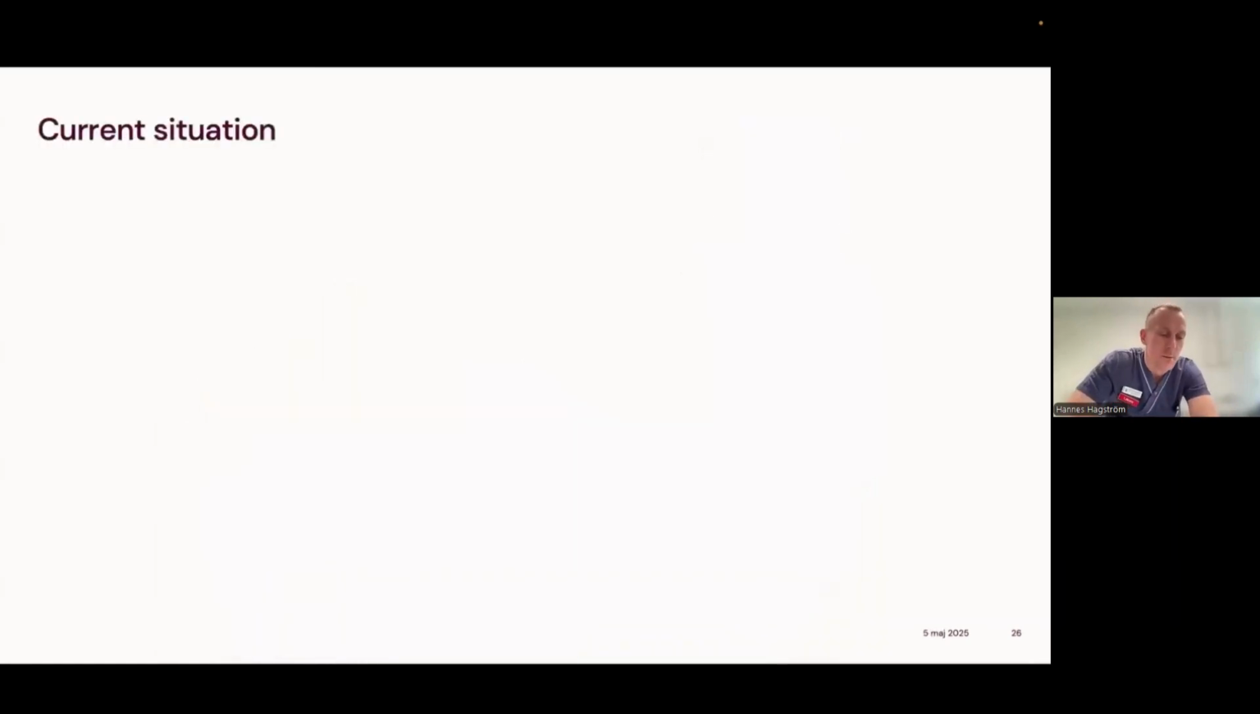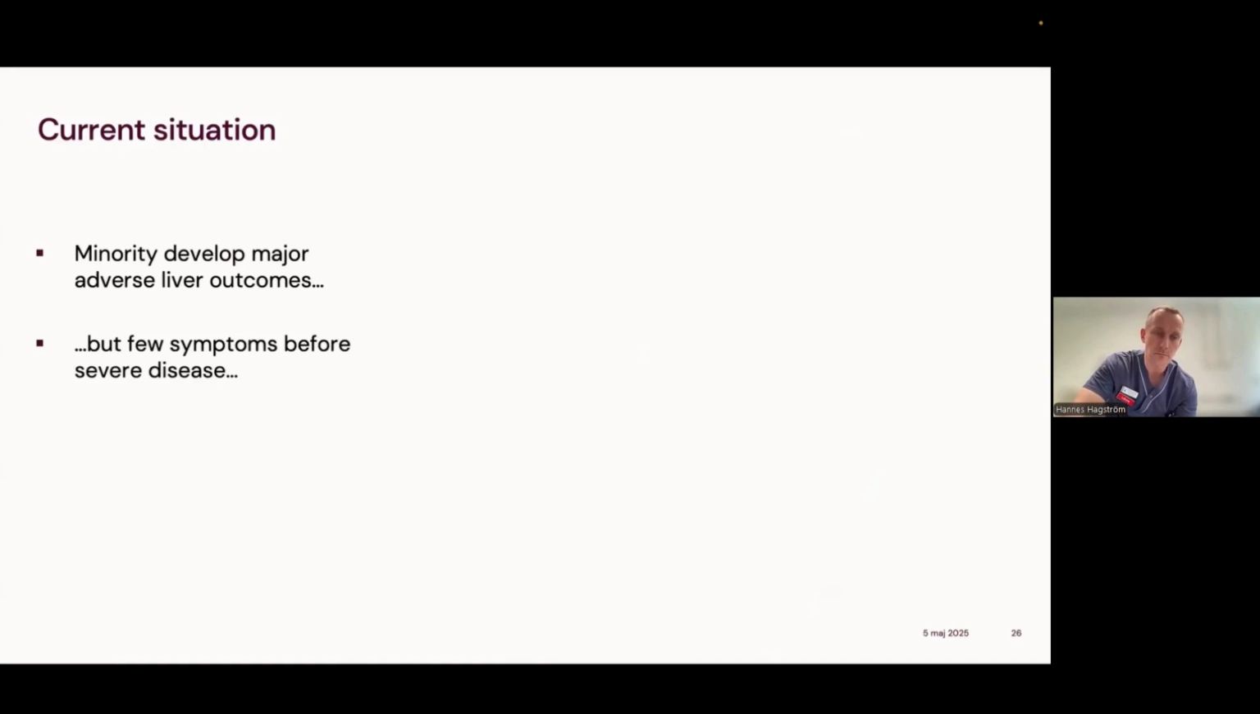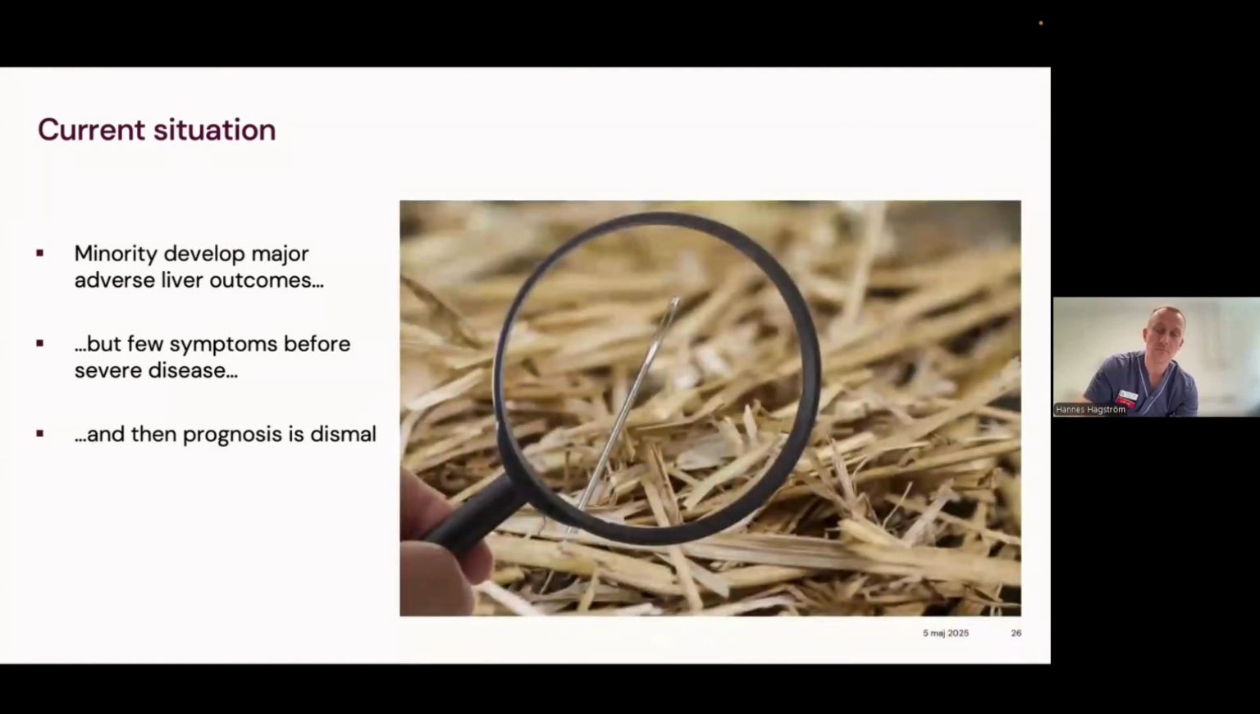So what does this tell us about the current situation? Well, the minority of our patients will develop major adverse liver outcomes. But those that do have very few symptoms before they develop the severe disease, and then they have a very, very poor prognosis. So we're really trying to find sort of the needle in the haystack here.